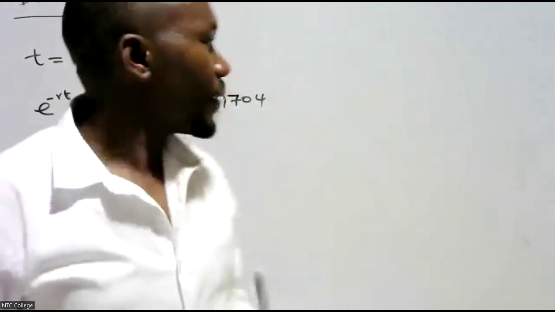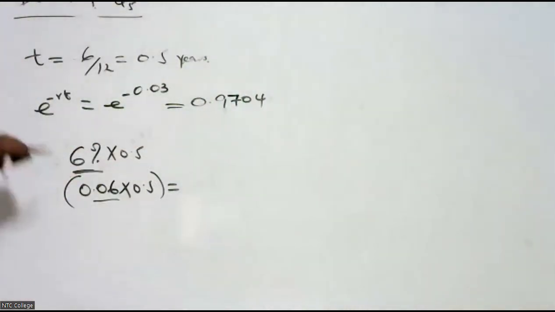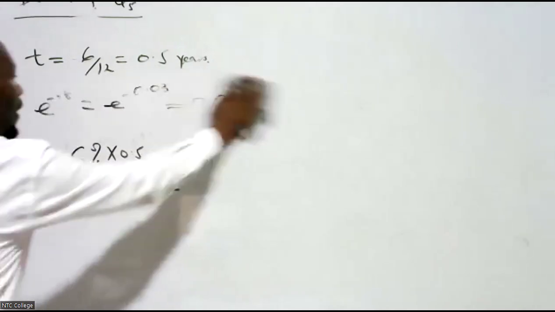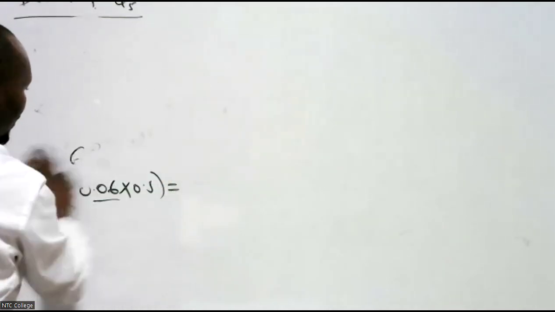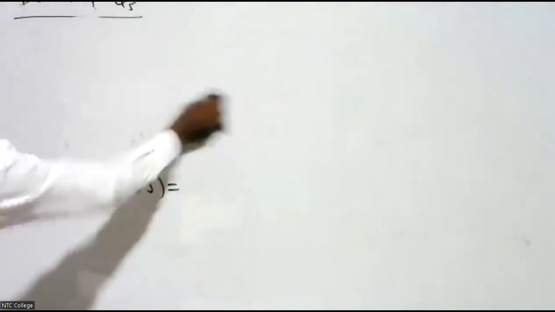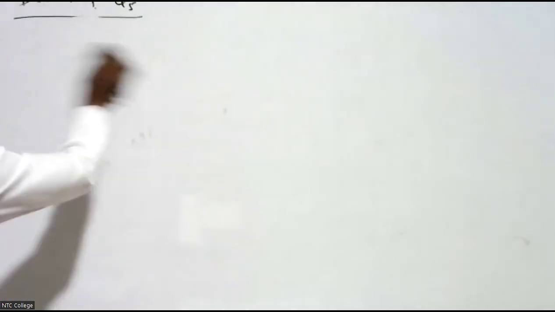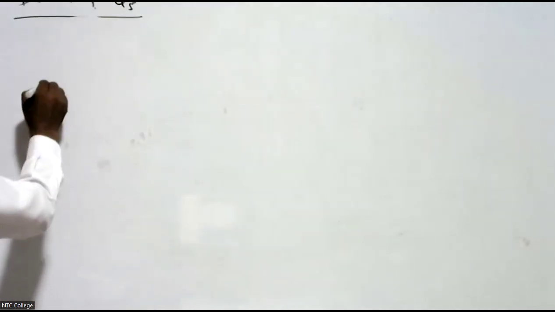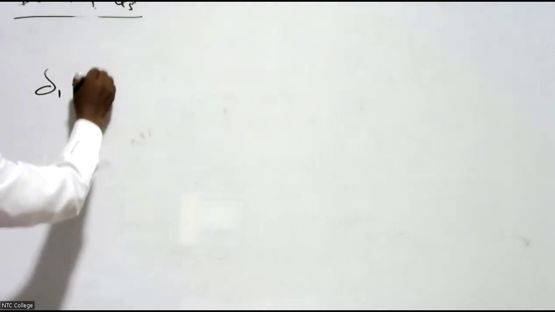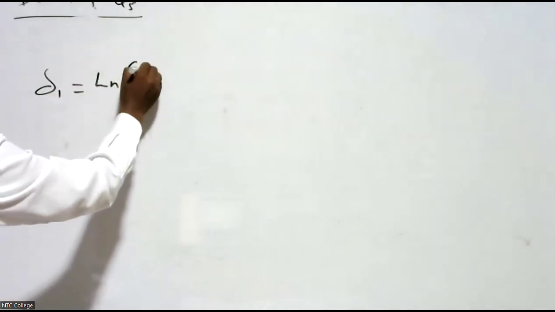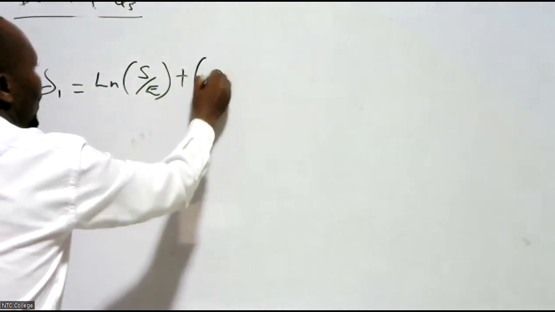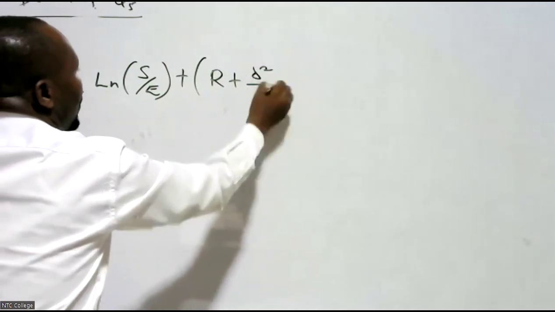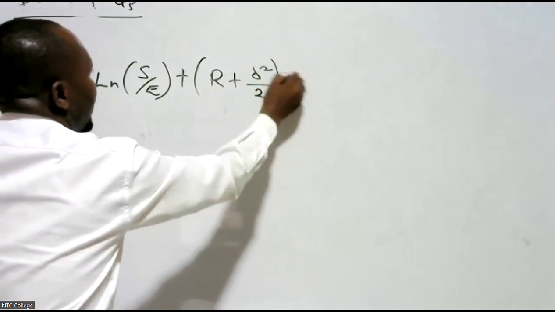Okay. So we have that figure. Keep it safe and then we also have this. Now we can get D1. We say that D1 is equal to natural logarithm of S all over E, right? Plus into R plus square root of that all over 2 T, right?